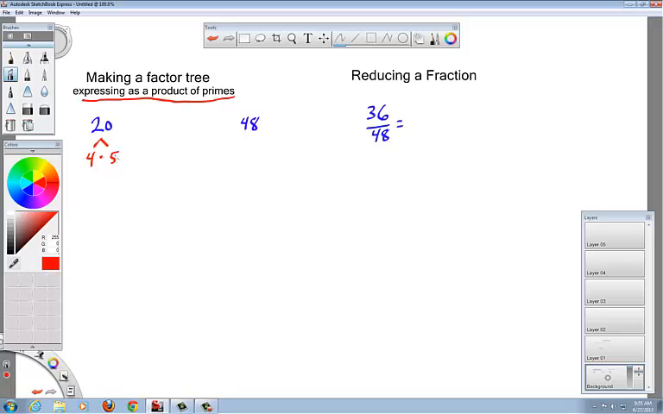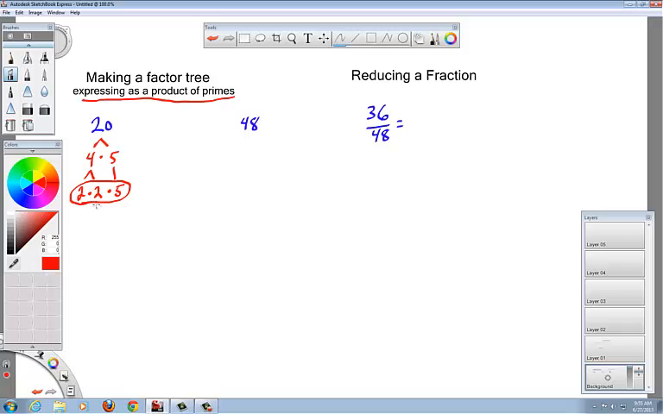4 is not prime, but 5 is. So 4 will break down into 2 times 2. 5 is prime, so any prime numbers you have, just bring them straight down. Put dots between each one because they mean multiply. And then see if they're all prime. You keep doing this process until they're all prime. So 2 is, and 5 is. This is your final answer.